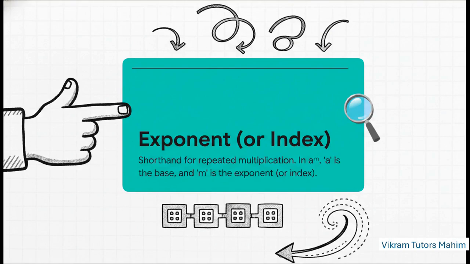Instead of writing 2 times 2 times 2 like 7 times, you can just write 2 to the power of 7. It's so much cleaner, way more efficient, and honestly, it's the foundation for everything we're about to get into.